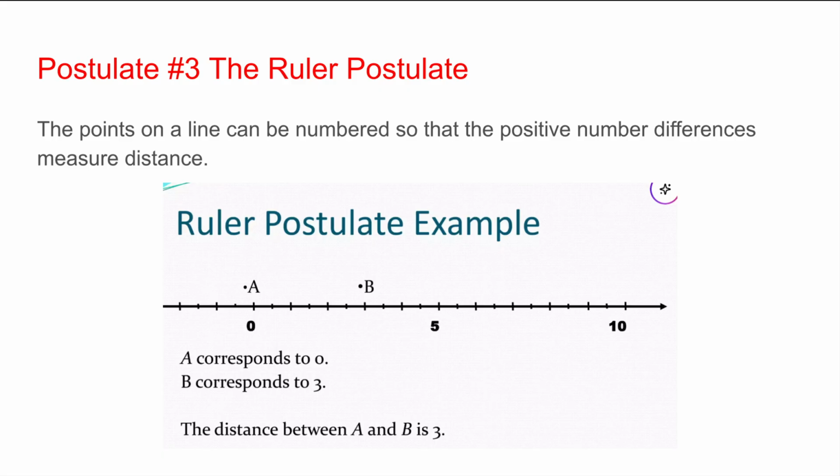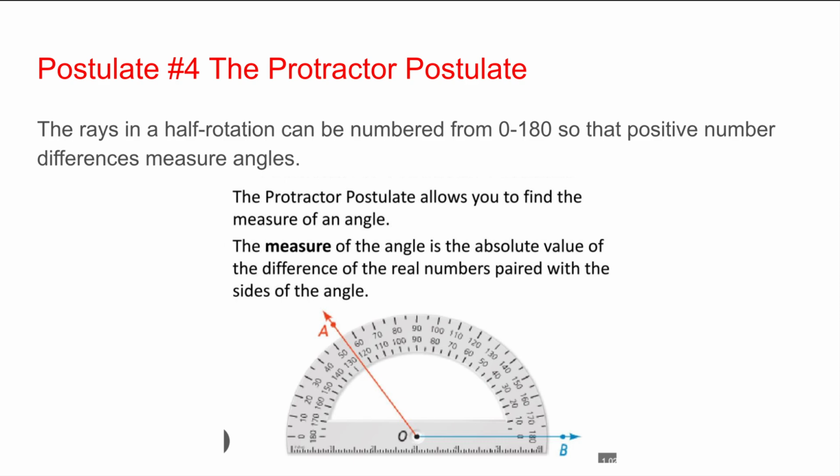So you can use a ruler to measure. That's what this means. And then the same thing for the protractor postulate. It basically means you may use a protractor to measure an angle. And you can find the difference between angles, and you can find the sum of angles. And we're just talking about the tool that we use to measure, the protractor.